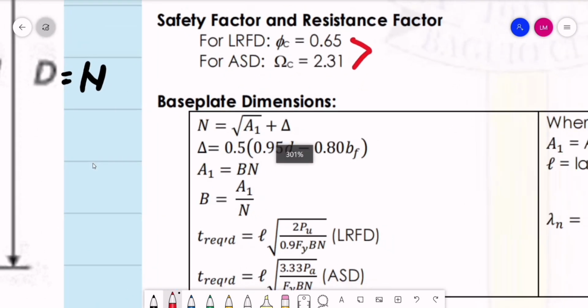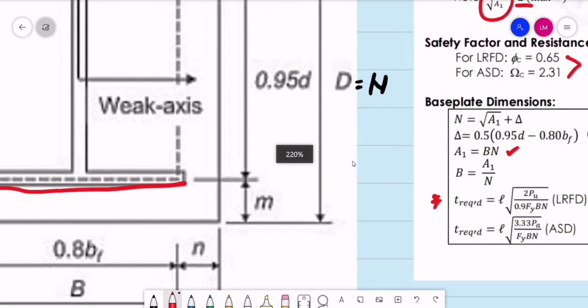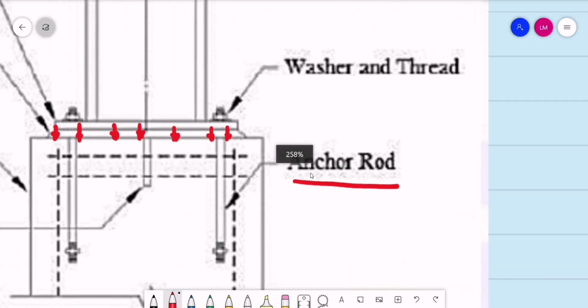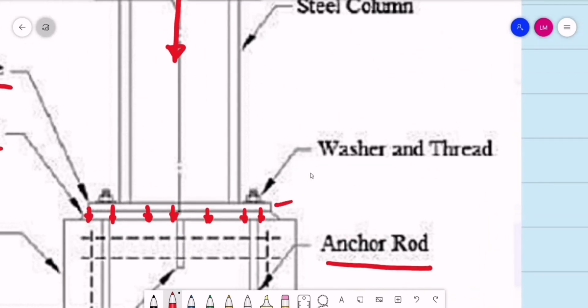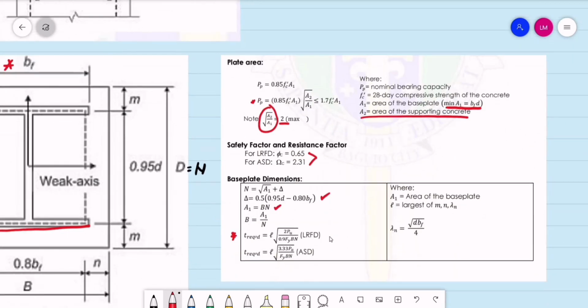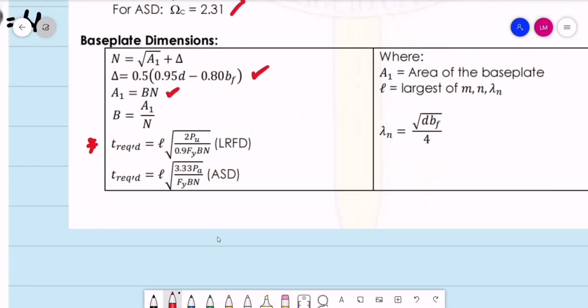How do we compute for delta? So we have here our equation. We have this a while ago, the area of the base plate. Then for the required thickness of the base plate: obviously, if we can compute its dimension or its area, we also need to design its thickness. So we have two equations here, based on LRFD and ASD.